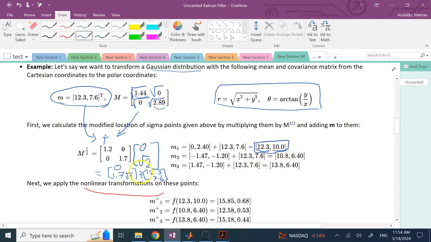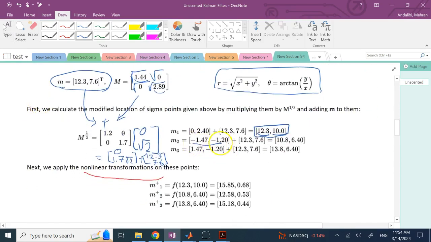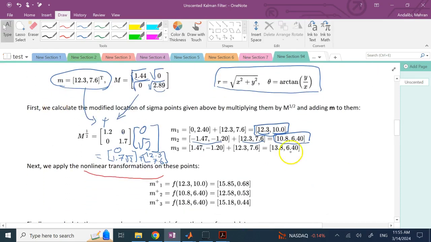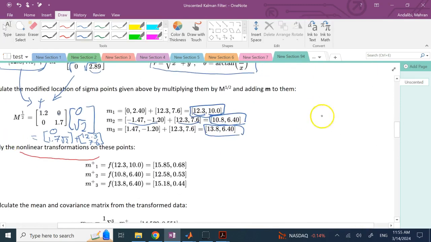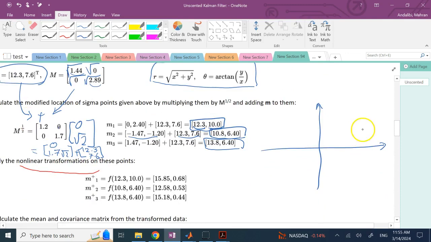Then you apply the same transformation on S2. If you do that, you're going to get 10.8 and 6.4. And if you apply the third one on S3, you're going to get 13.8 and 6.4. So here, if you draw it again, this time your average is at 12.3 and 7.6. So it's here, the average. The mu is here.